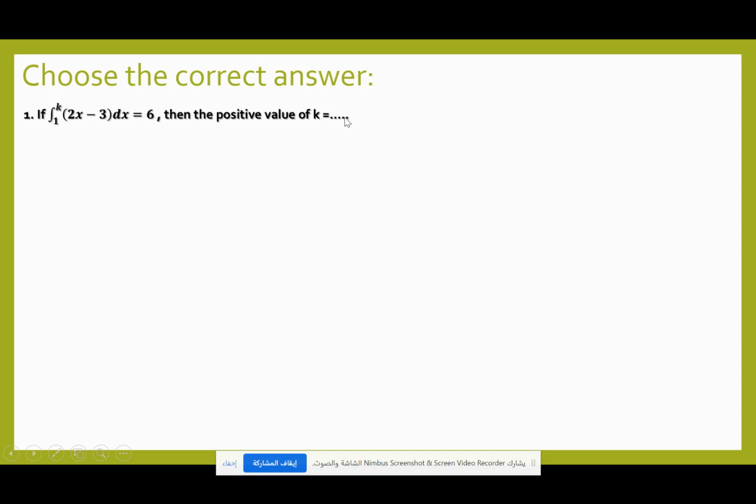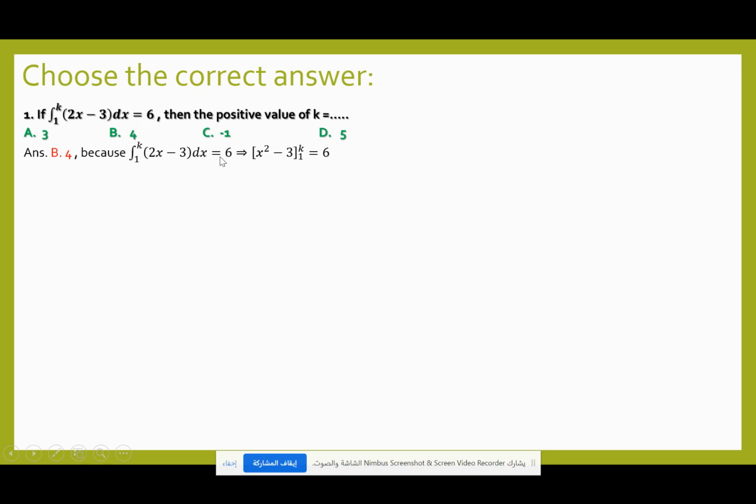The value of k equals? You are going to have these choices and choose only one: 3, or 4, or negative 1, or 5. Actually, negative is not right to choose, but he wrote it for you to see if you are focusing or not. Answer: according to the integration from 1 to k of 2x minus 3 dx will be equal to 6. The 6 is given from the question.